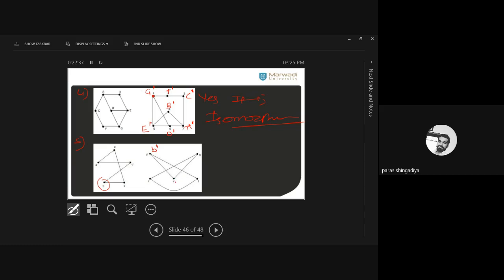So let us say that is C dash and that is D dash. And now this vertex C is adjacent with E here. So it is E dash, and E is connected with C and D. E is connected with A, B or C, D, E, and that will be the A. Okay? So there is a one-to-one correspondence between all the vertices. Okay? So this graph is also an isomorphic graph.